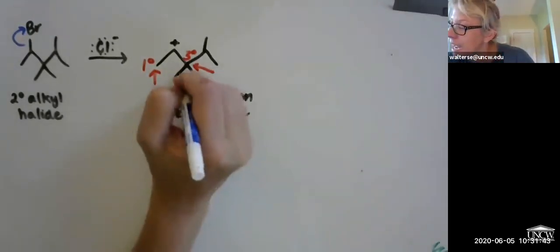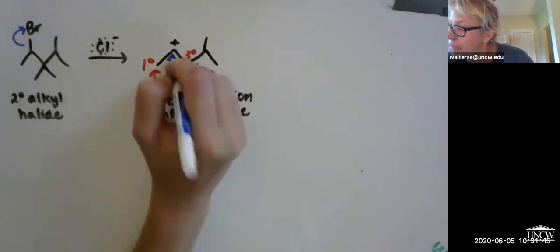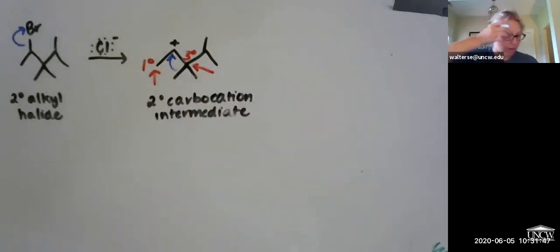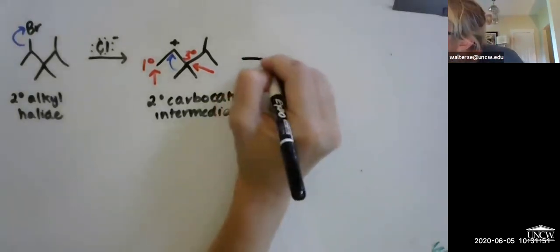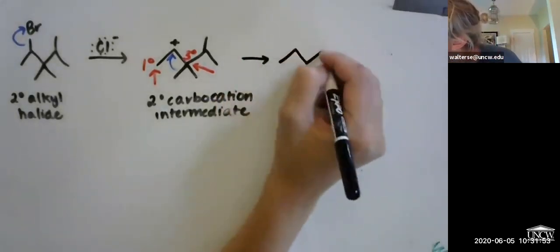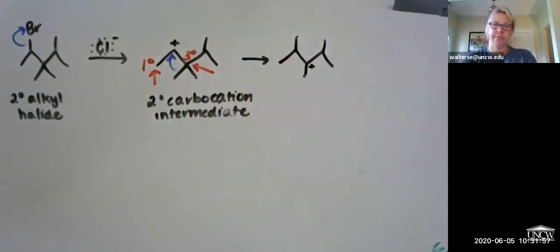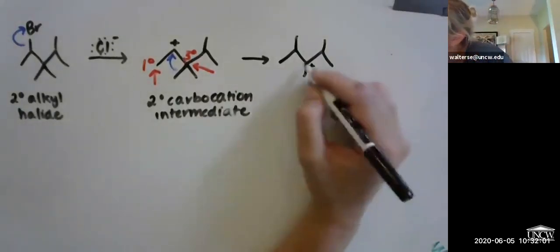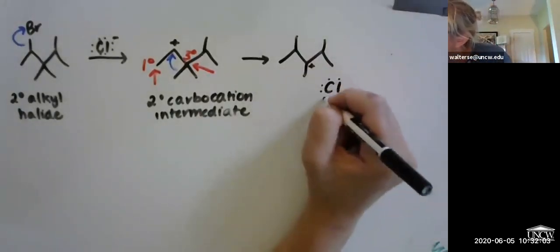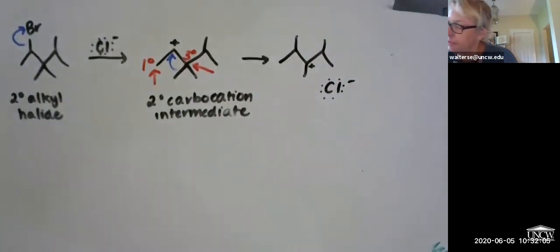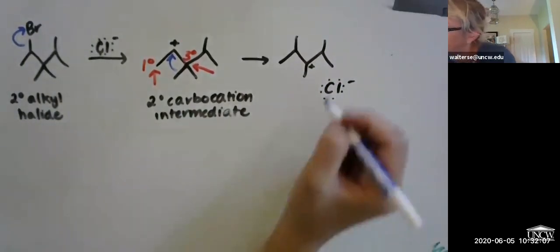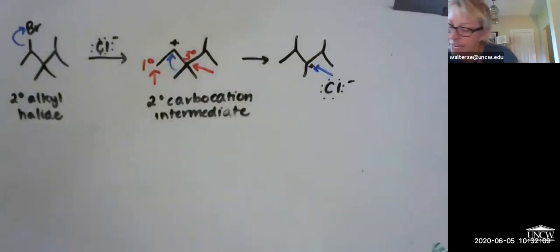You would see a methyl shift to the carbocation, and you would form this species. The chloride then, this is still chiral, the chloride will attack the carbocation.